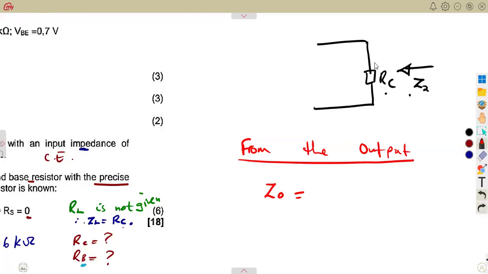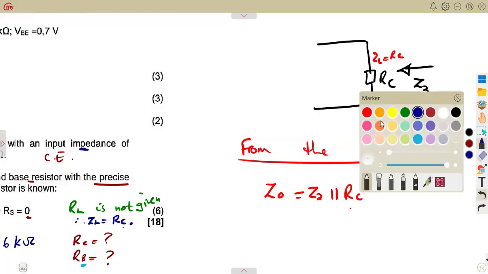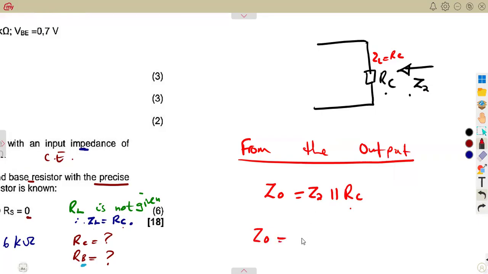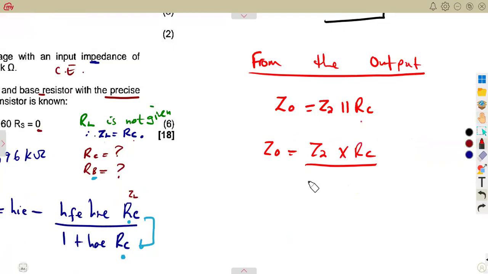So in that case, we are going to take our ZL to be equal to RC. So it is going to be Z2 parallel to RC. RC is the one that we want. Remember, you need to find RC. So from this formula, it is a product over sum, Z2 times RC, or just write Z2 RC, the product there, over the sum, that is in parallel. On this formula, RC is the one that we need to calculate.